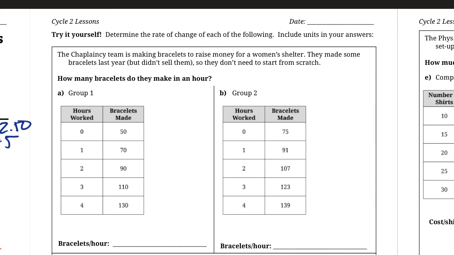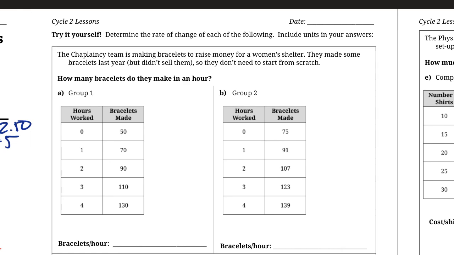So this first one. The chaplaincy team is making bracelets to raise money for a women's shelter. They made some bracelets last year, but didn't sell them, so they don't need to start from scratch. How many bracelets do they make in an hour? So in this case, we're talking about hours and bracelets made. So if they work 0 hours, they have 50 bracelets made. If they work 1 hour, they have 70 bracelets made. If they work 2 hours, they have 90 bracelets made, etc.